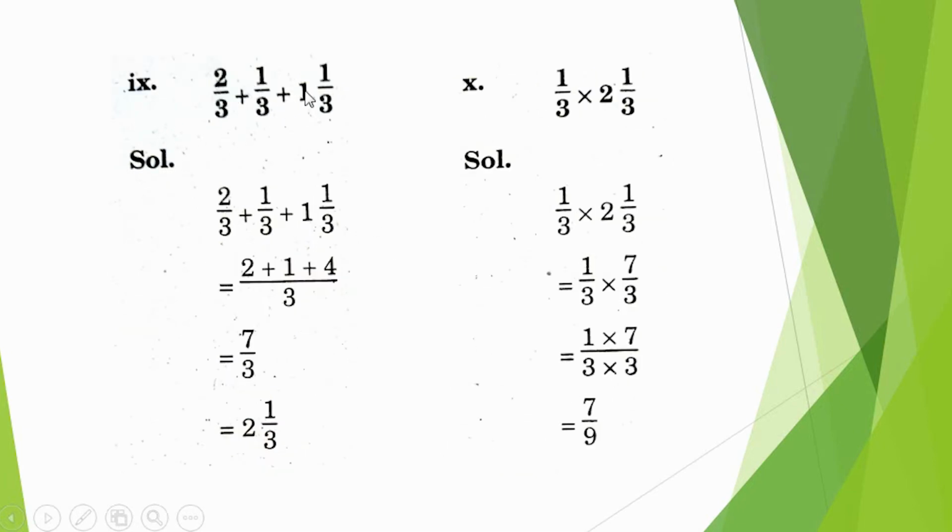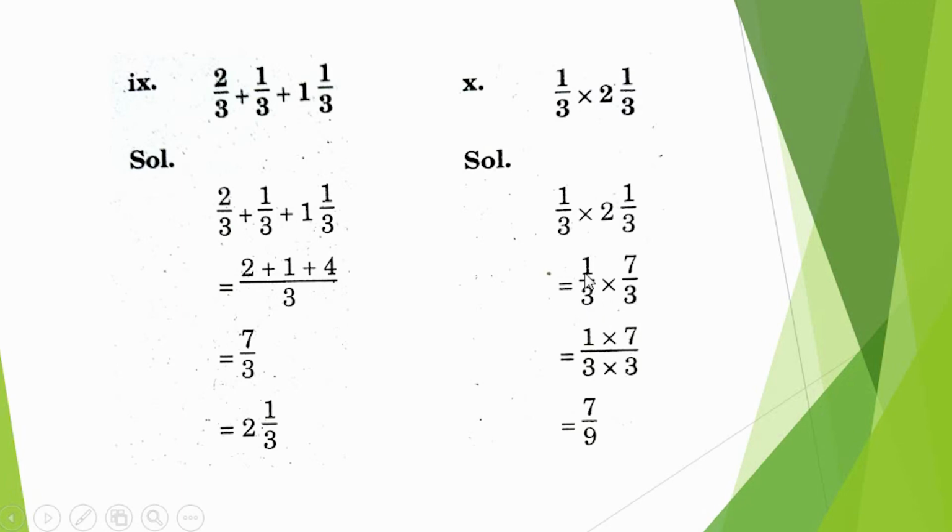Question number 9. 2 over 3 plus 1 over 3 plus 1 and 1 over 3. Now 3 ones are 3, add 1, 4 over 3. Answer will be 4 over 3. Denominators are same, we write 2 plus 1 plus 4 divided by 3. When we add these values 2 plus 1 plus 4, answer will be 7 over 3. When we divide 7 by 3, answer will be 2 and 1 over 3.